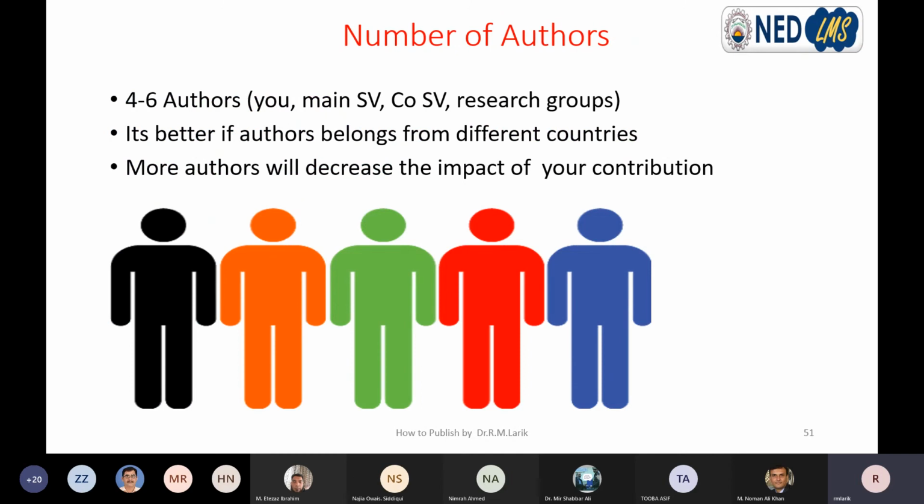Now, normally 4 to 6 authors are ideal for ISI journals, but if you have more, you may add more. But if you add more authors, your worth becomes less, right? Because if the authors become greater in number, then it reflects that your manuscript is supported by so many people, right? If the authors are fewer, then it reflects that your manuscript is supported by you and your supervisor and co-supervisor whatsoever, and sometimes your colleagues. But so many authors is not a good practice.